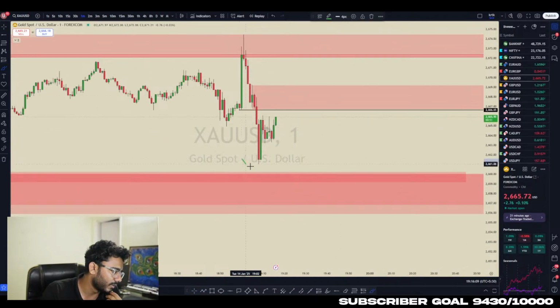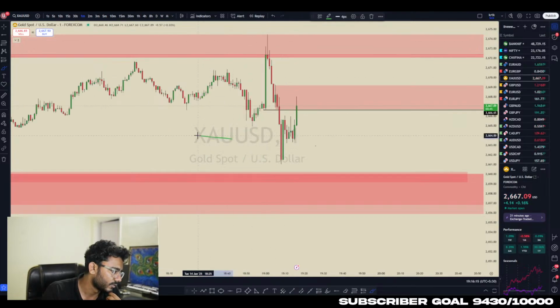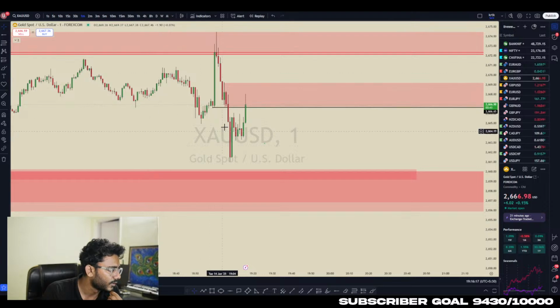So on gold, we can see price has created this low and this high. So it's very confusing right now. Price tapped this order block.